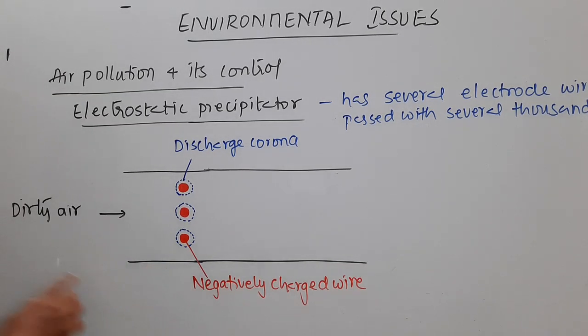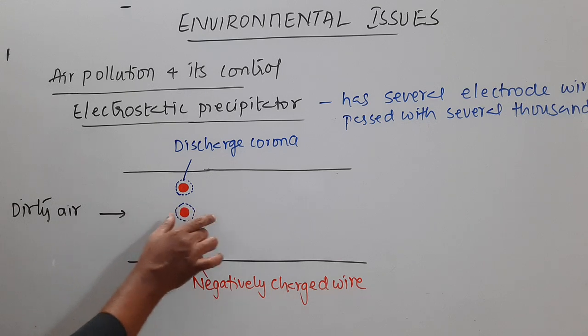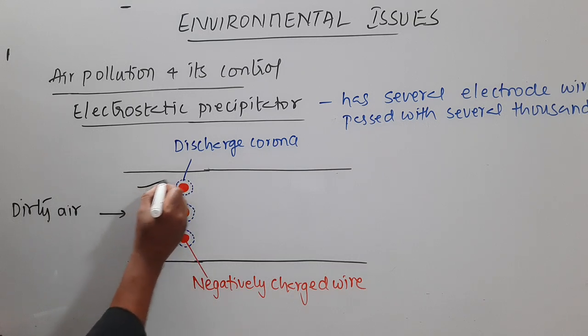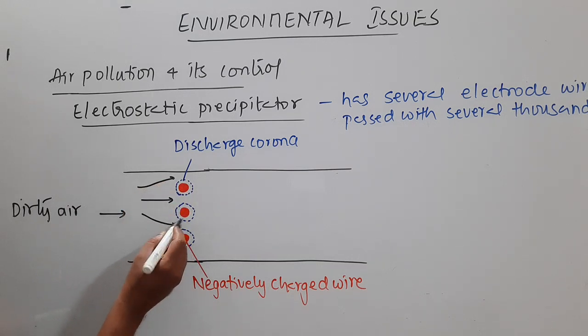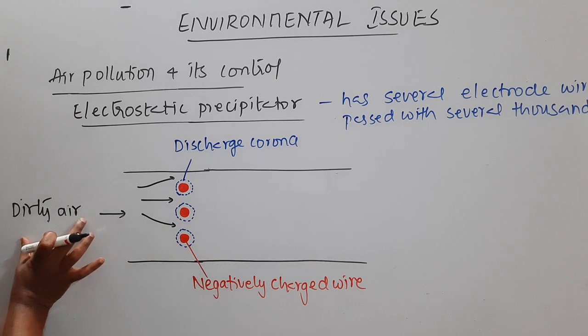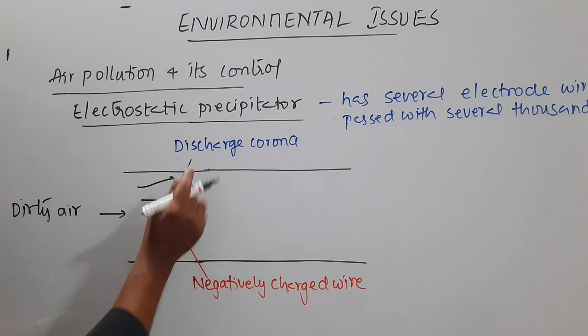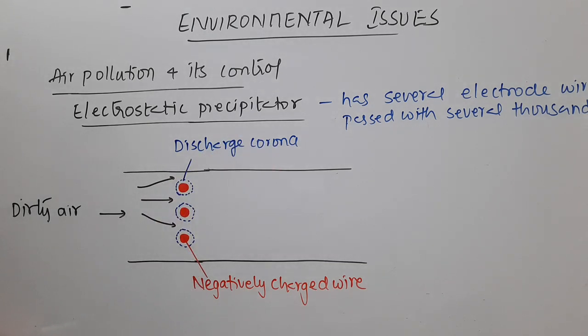Now the dirty air, when passing through these wires, may pass this way. When they are passing through, the dust particles which are present in the air will come in contact with this corona. That has the electrons, and those particles will get attracted to those electrons, and finally those particulate matter will get a net negative charge.